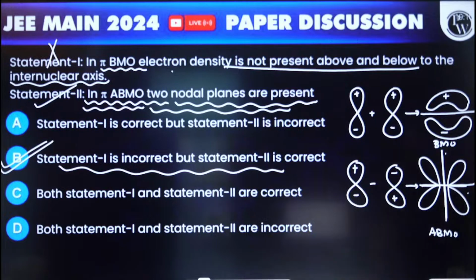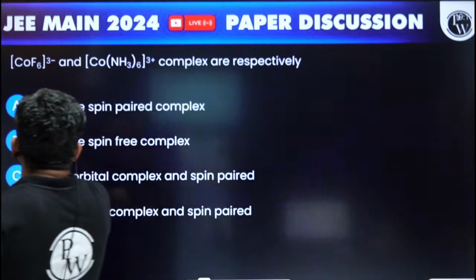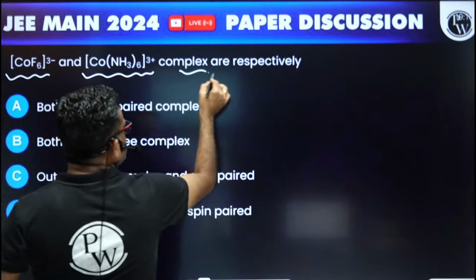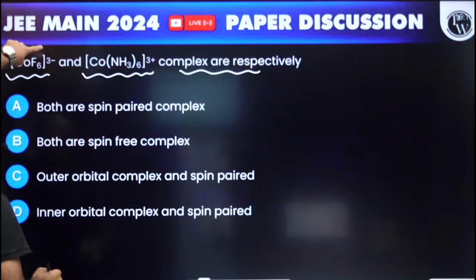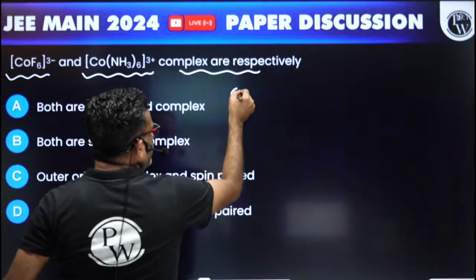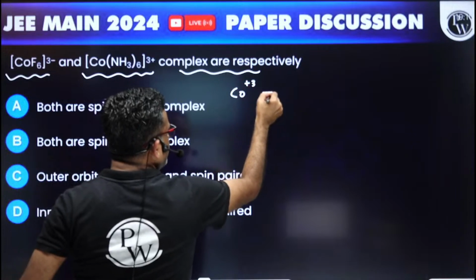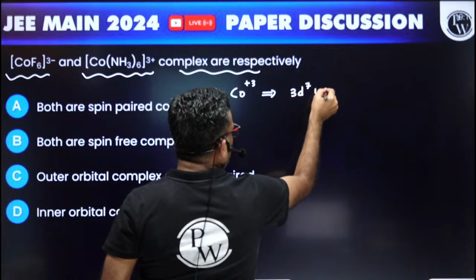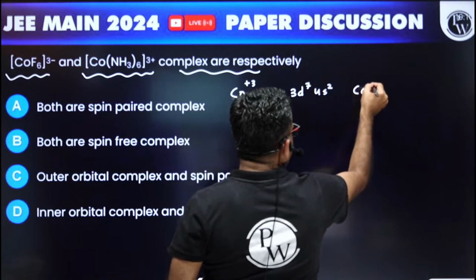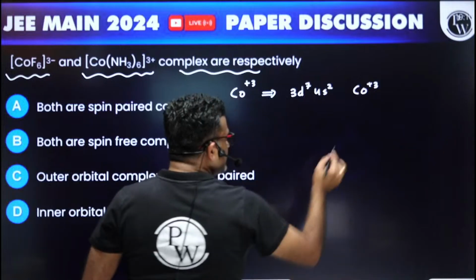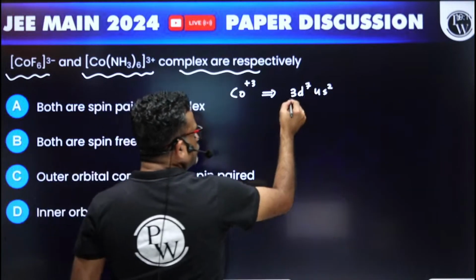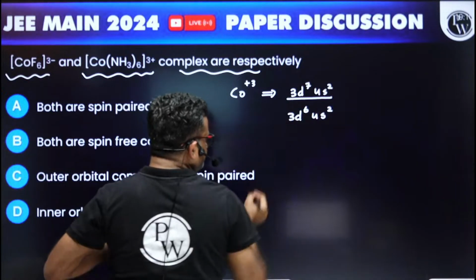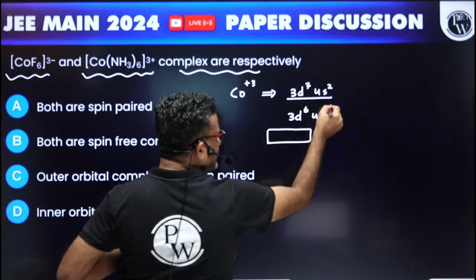Right. Next. [CoF6]3- and [Co(NH3)6]3+ complexes are respectively... In [CoF6]3-, Co's oxidation number is plus 3. So Co is basically 3d7 4s2. Now Co plus 3 becomes what? 3d6 4s0.